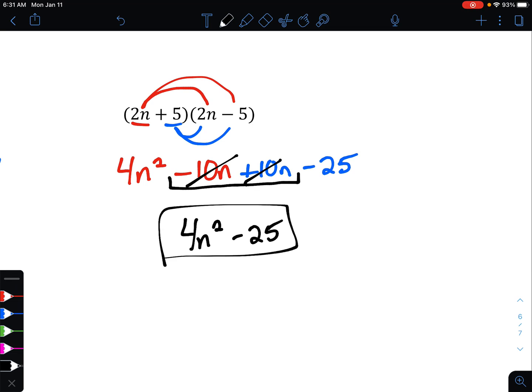So this is kind of a special example where you've got these two parentheses which are the same, except for that one is plus and the other is minus. And anytime that's the case, those middle two terms will cancel, and you'll just have the first term and last term left for your final answer.